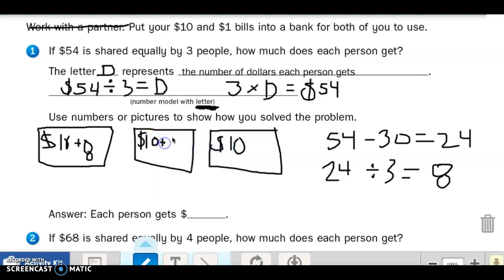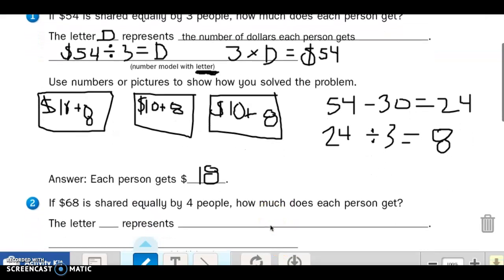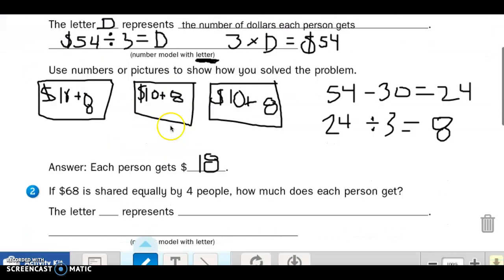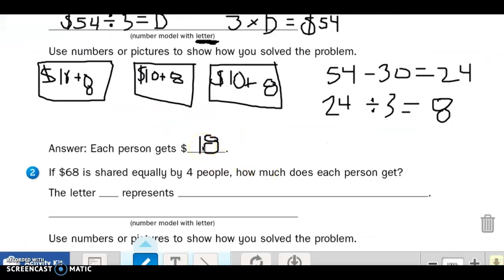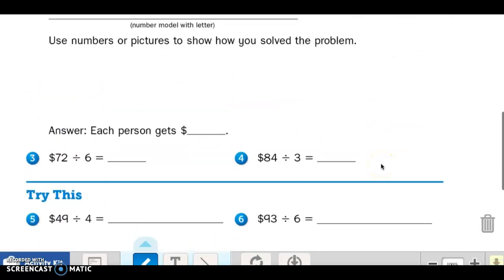Oh, technology. And 10 plus 8. So let's see, what does each person get? Well, each person has the same amount, 10 plus 8, which is $18. 18, Miss Schmidt's favorite number. So each person gets $18. Wonderful. And you see how the letter was in this equation, and then our answer goes down here. Okay, I want you to try number 2 all by yourself.